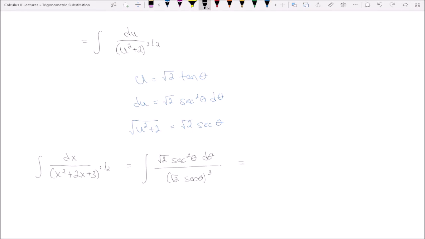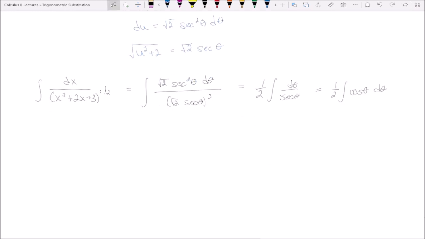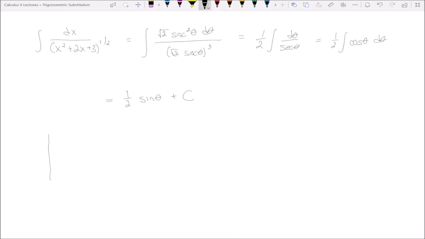If we simplify this, we can factor out a 1/2. What we're left with is then d theta over secant of theta. Well, this is then just 1/2 antiderivative of cosine of theta d theta. That gives us 1/2 sine theta plus a constant. Right? We knew that tangent of theta is u over the square root of 2.